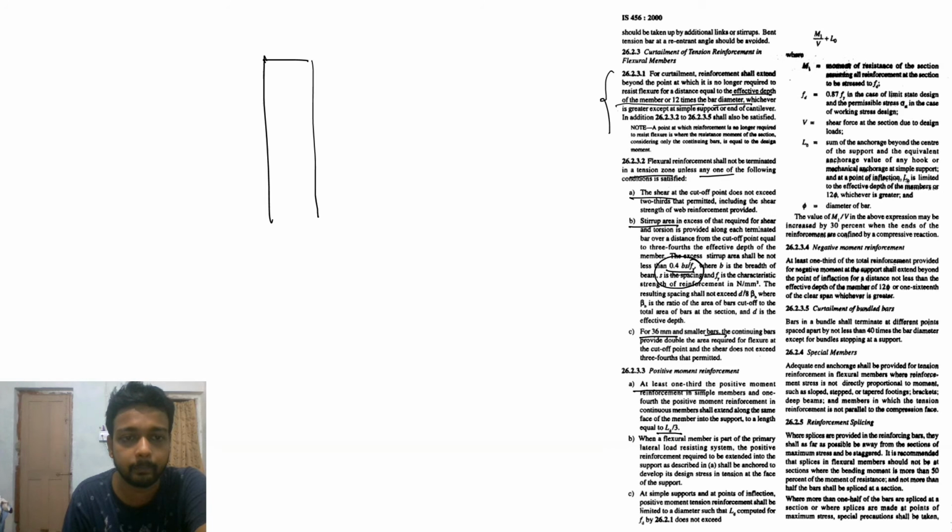Now we talk about the positive moment. The positive moment is 1/3. For positive moment reinforcement, 1/3 in a simple member and 1/4 in a continuous member shall extend along the same face, with Ld by 3. Suppose I draw a picture, it will then be clear. It is isolated.